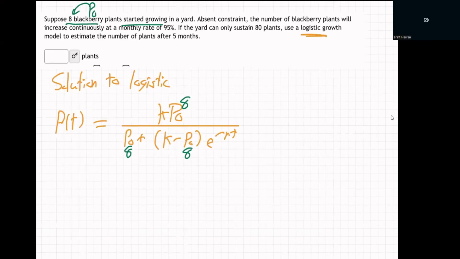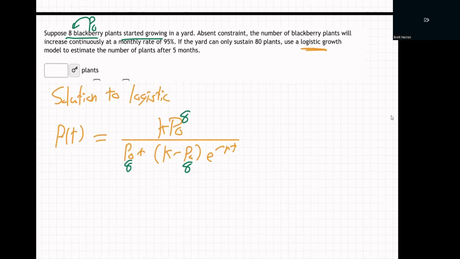Okay. So then the yard can sustain 80 plants. That's our K right there, the carrying capacity. And now we need R. Well, that's actually right here. This is the rate, R. And you have to make that a decimal, 0.95. So that's the growth rate.